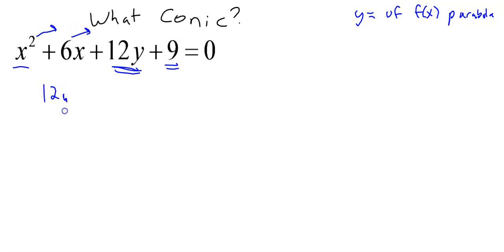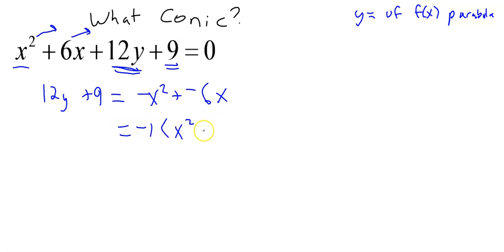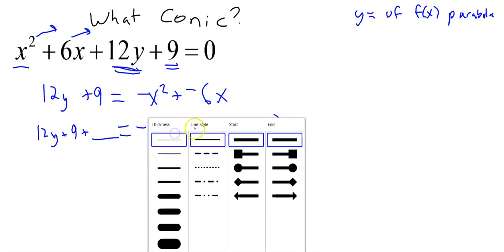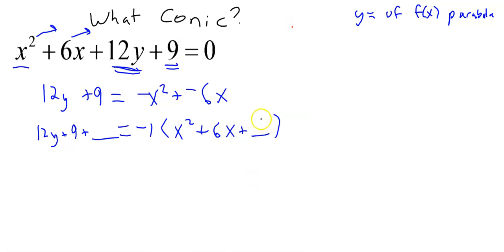We get 12y plus 9 equals negative x squared minus 6x, sorry, I subtracted both those. So now you're going to pull out a negative 1 over here because we really need a leading coefficient to complete the square that's positive 1. So plus 6x plus blank is 12y plus 9 plus blank. And so let's see what goes here. Half of 6 is 3, 3 squared is 9, but I didn't just add 9 to the right-hand side. I really subtracted 9 or added a negative 9. So I'm going to add a negative 9.